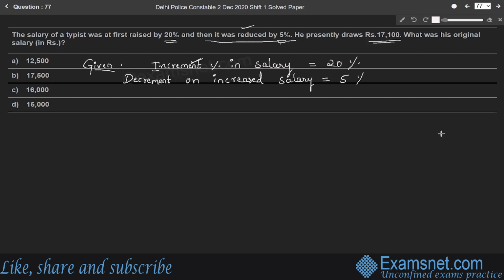Right. So after the increment of 20% and decrement of 5%, his present salary is 17,100 rupees. So we have to find the original salary of the person. Solution. Let X be the original salary, right? Let the original salary be equal to X rupees.